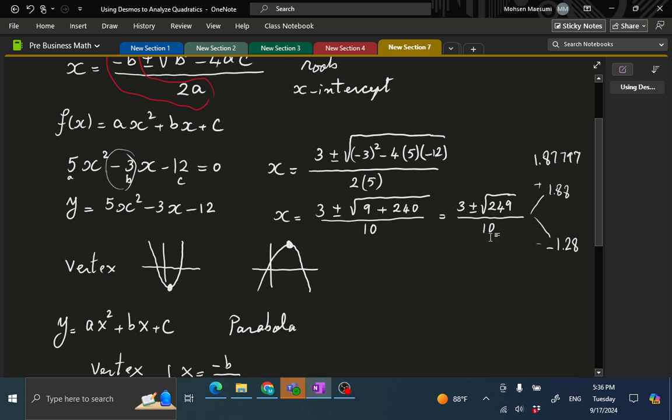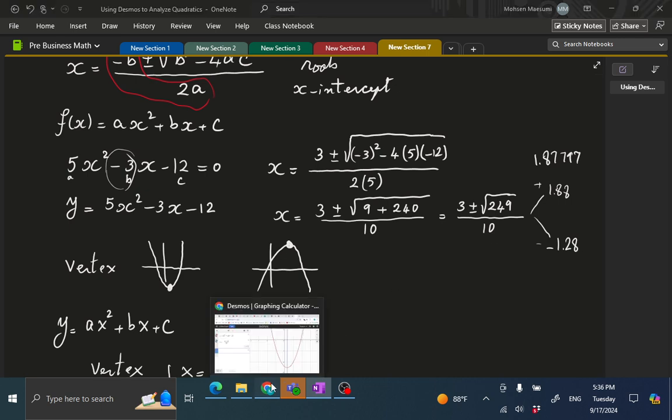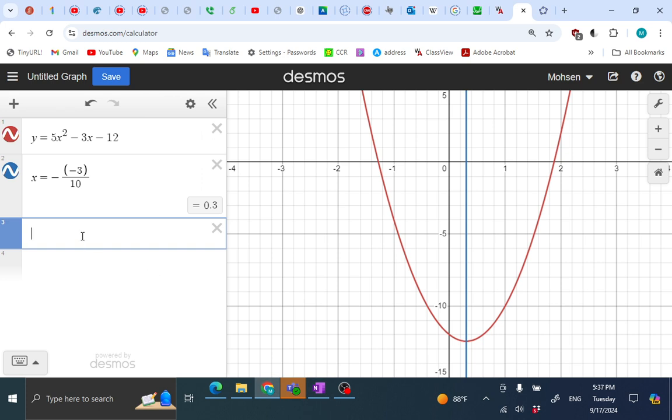How do I show that on Desmos? Let's go back here. So here on Desmos, suppose I want to show a point. X of it, we said was 3 plus, and for square root, I just write SQRT. You see, square root shows up. Then I had 249. Okay, I close this parenthesis and divide it by 10. That is 1.877, etc.